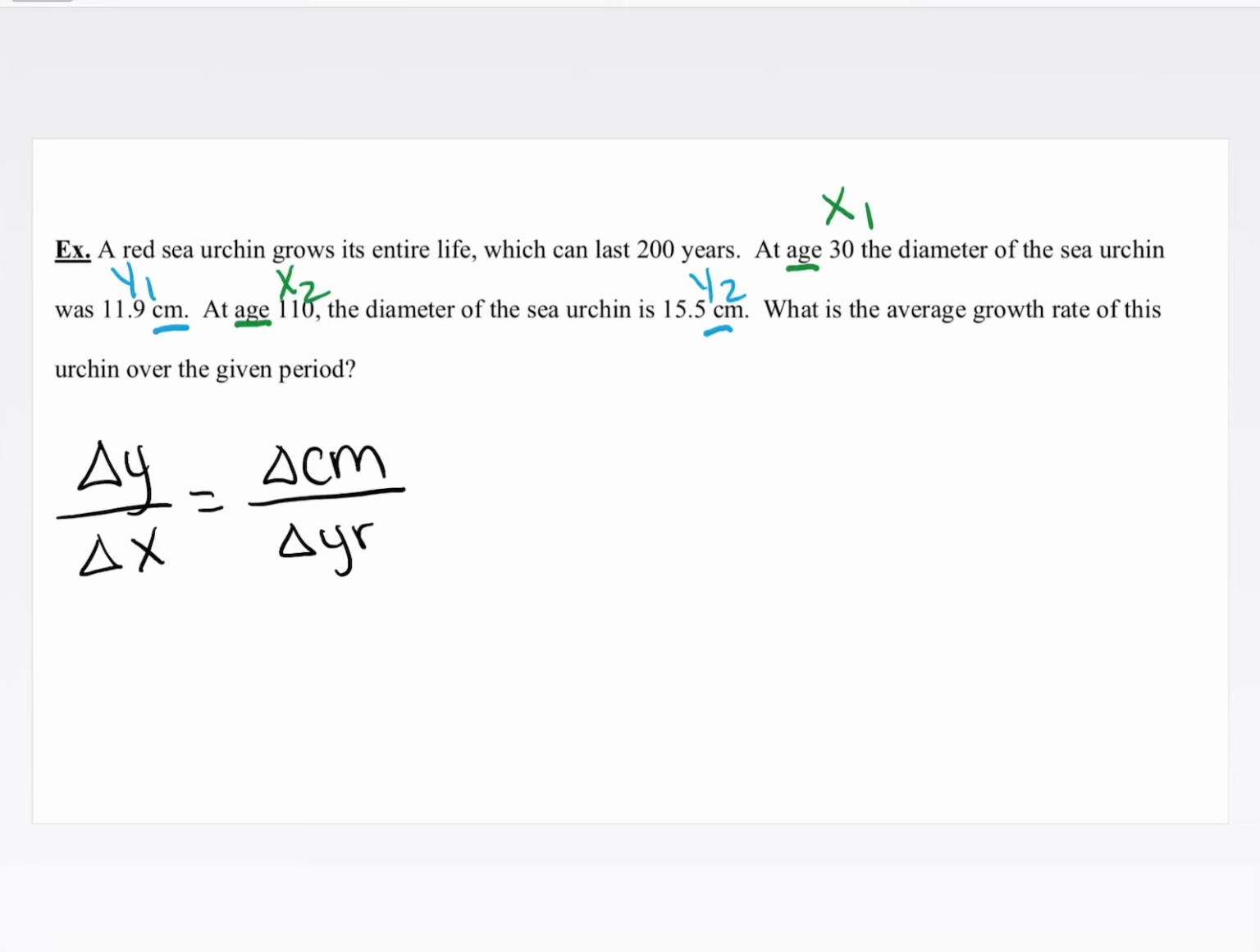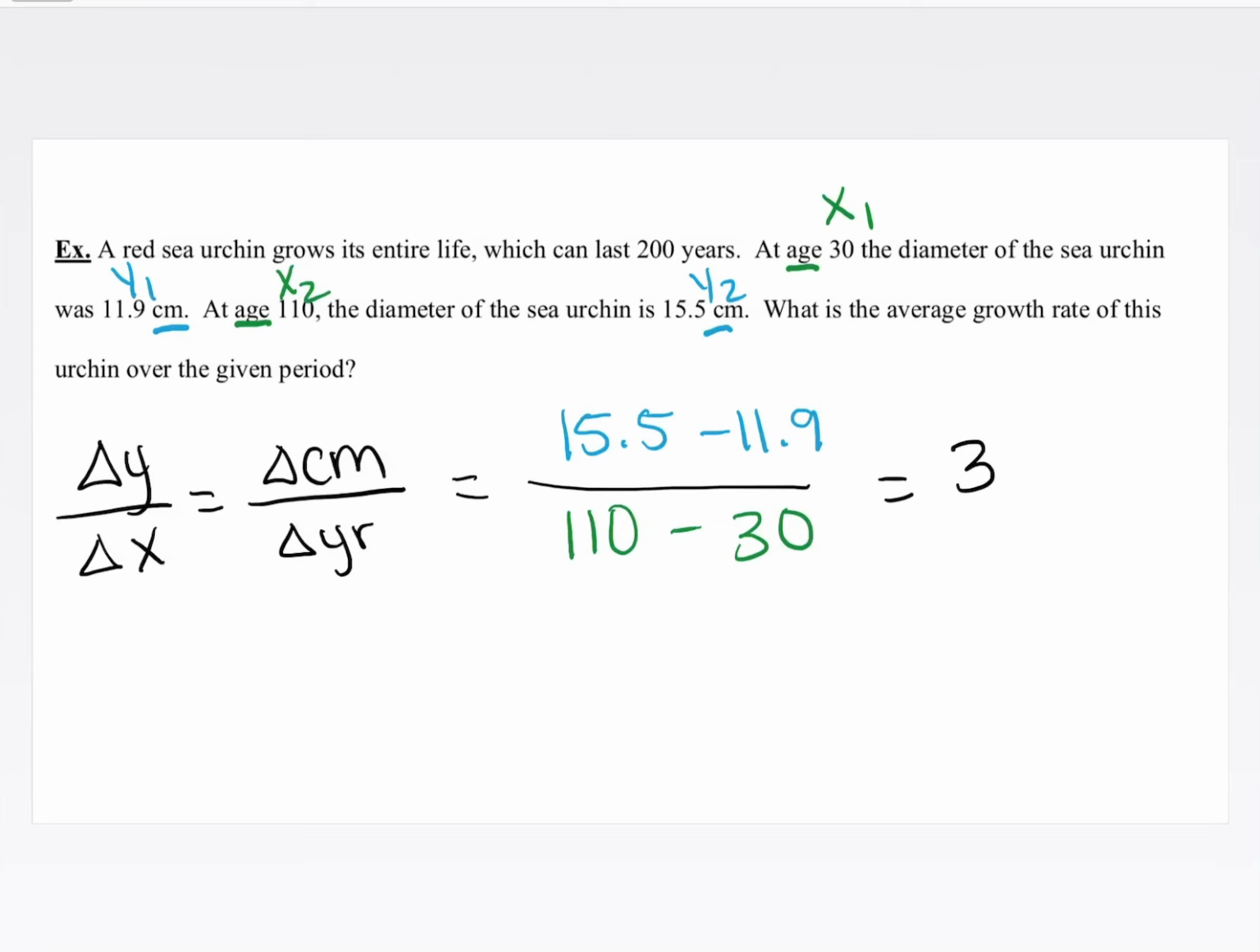Now all we have to do is just plug in. So in my numerator, I'm going to have 15.5 minus 11.9. And again, just make sure your x and y variables are corresponding, so we keep our x2s with our y2s and our x1s with our y1s. Then our age will be in the denominator. We'll have 110 minus 30. Now all we have to do is just simplify. 15.5 minus 11.9 gives us 3.6. And in our denominator, 110 minus 30 gives us 80.